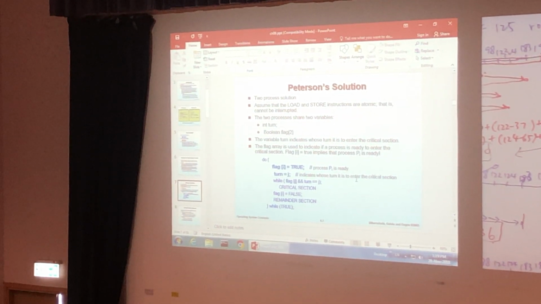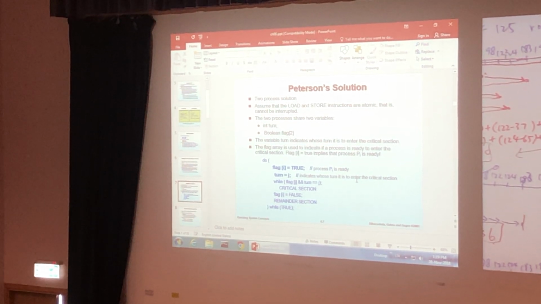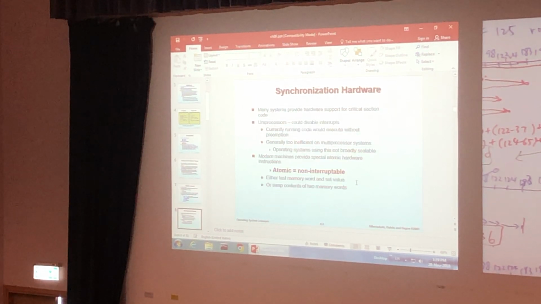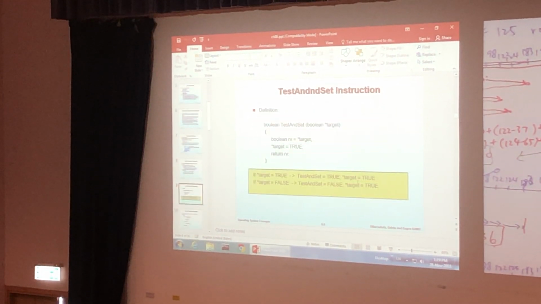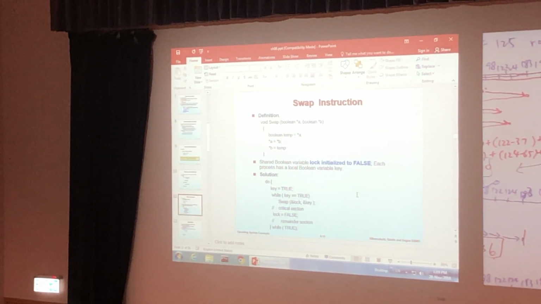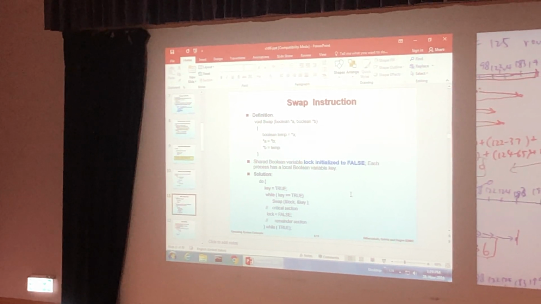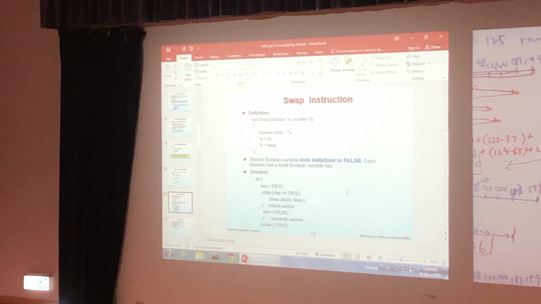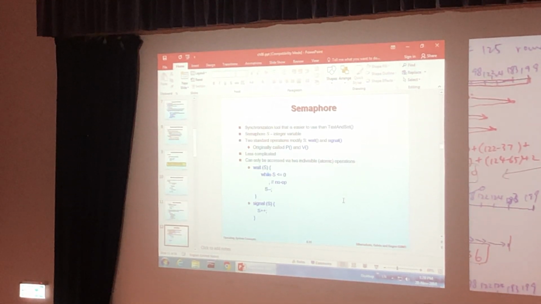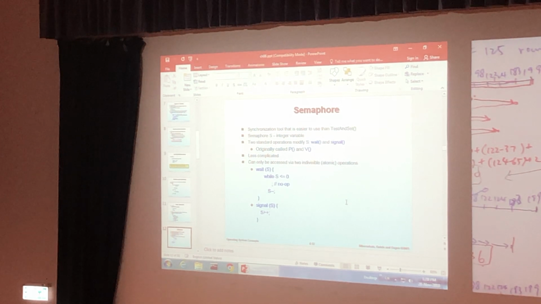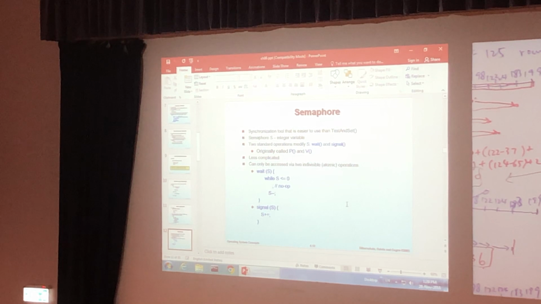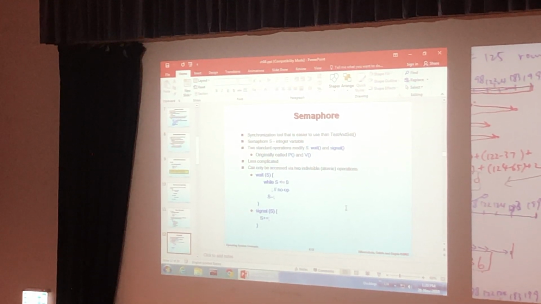Don't worry about Peterson's solution. Remove this for the exam, because it's not really used today. But what is really used is important: test and set and swap. So make sure you understand how we can use test and set and swap to solve the critical section problem. And then, most importantly, we show that test and set and swap does not give us very easy coding.